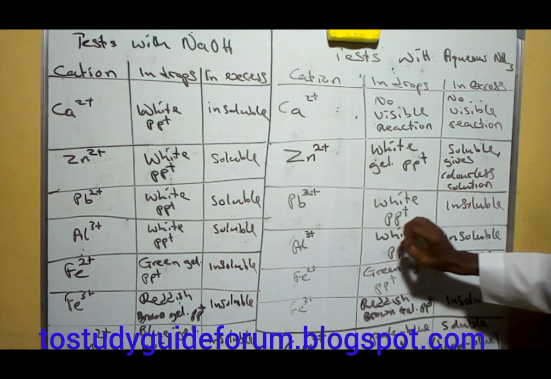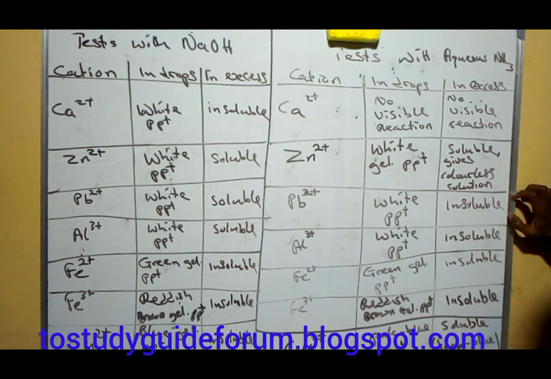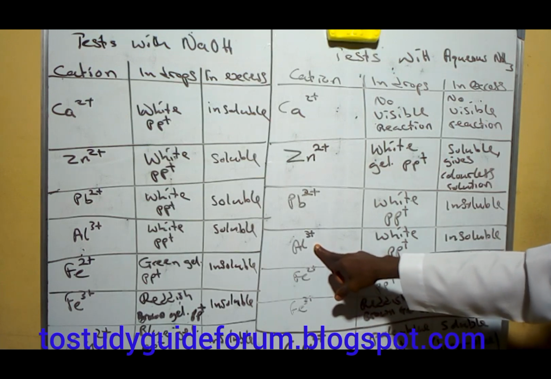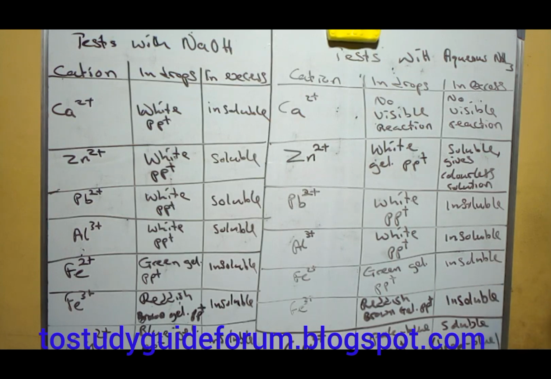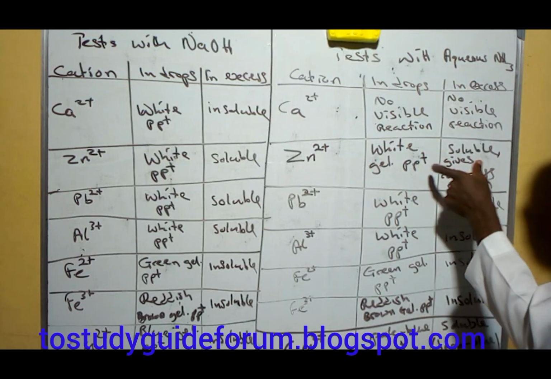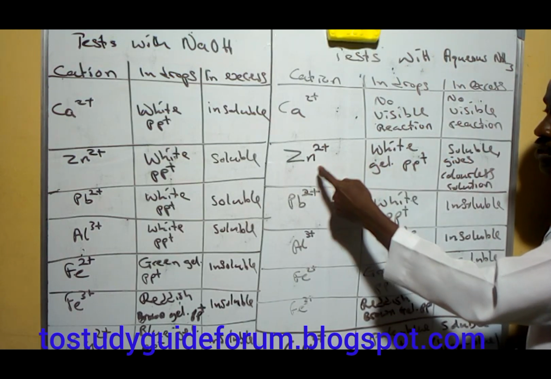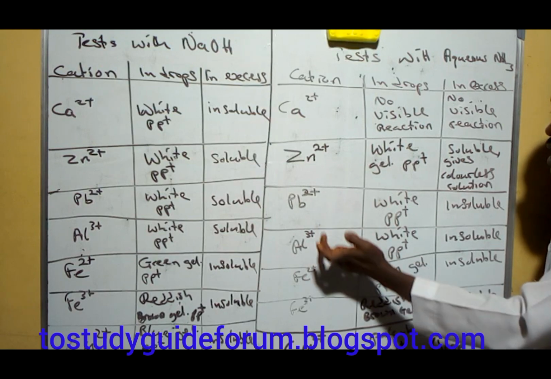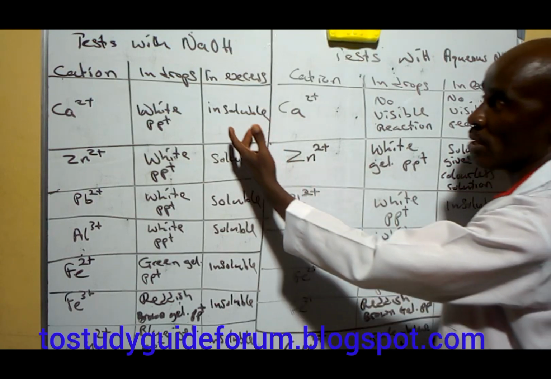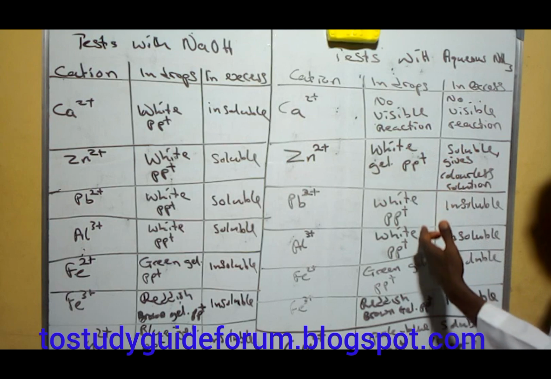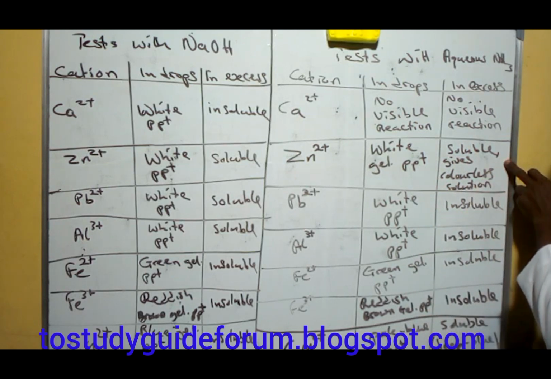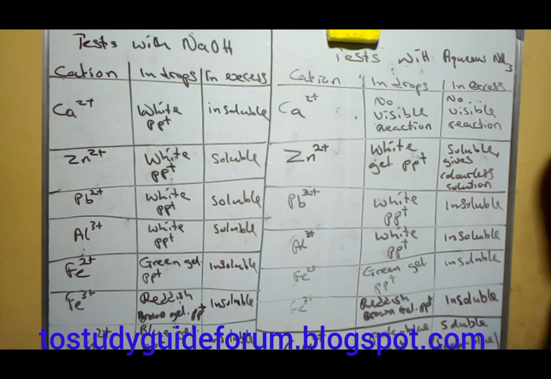Now with lead, you have white precipitate insoluble in excess, and with aluminium, you have white precipitate in drops and insoluble in excess. Now look at it. That means with aqueous ammonia, you can separate zinc ion from lead and aluminium ion, but with sodium hydroxide, it's not possible to separate any. You cannot identify any of them because all of them have white precipitate, but here only this one is soluble and the other ones are not soluble.